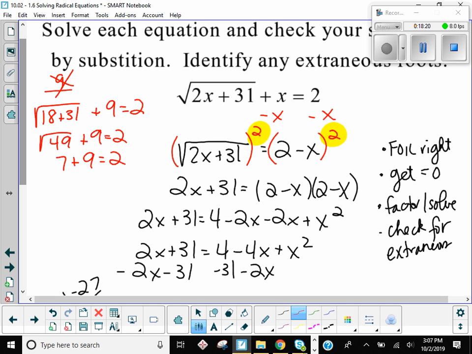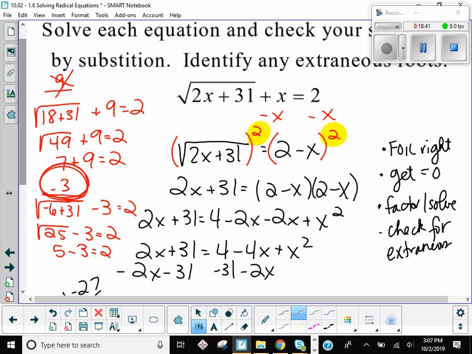Checking negative 3 looks like this. Under the radical, that gives me negative 6 plus 31. Plus x means minus 3, because it's a negative number. That's the square root of 25 minus 3 equals 2, or 5 minus 3 equals 2, which checks. So x equals negative 3 is the only solution, and x equals 9 is extraneous.